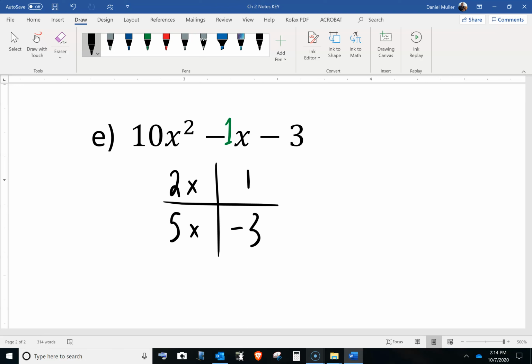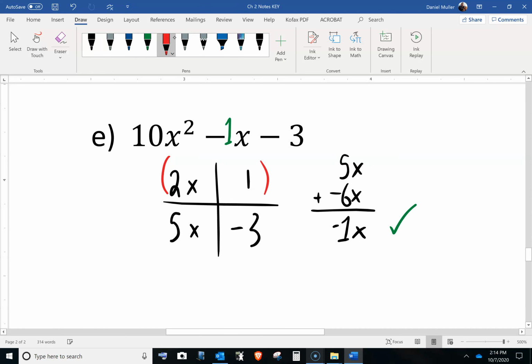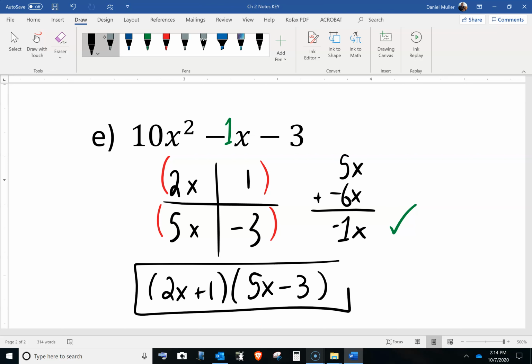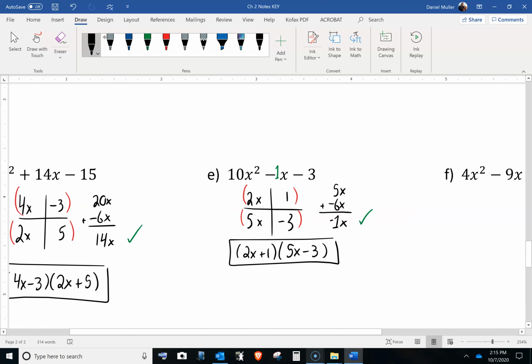So now my diagonals are going to be a 5x, and a negative 6x, and if I add those together, I'm going to get a negative 1x, which is what I need. That is my middle term. So I have a 2x plus 1 and a 5x minus 3. And I can do that. Or you could have the 5x minus 3 first, and then the 2x plus 1, but that would also be correct. It doesn't change anything. Order doesn't matter when you're multiplying.